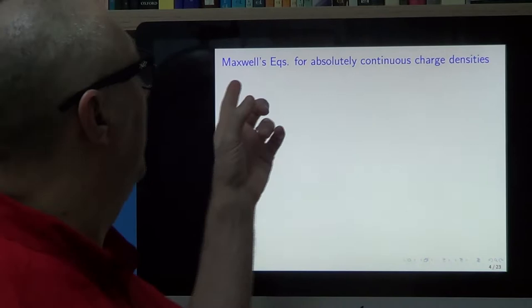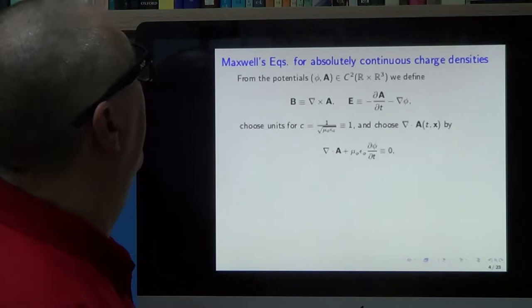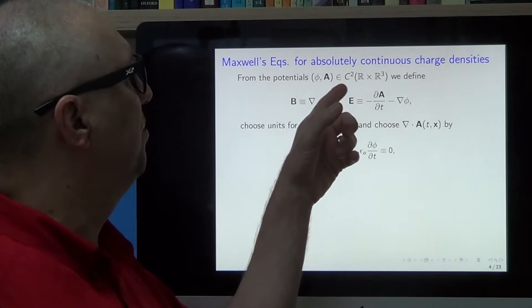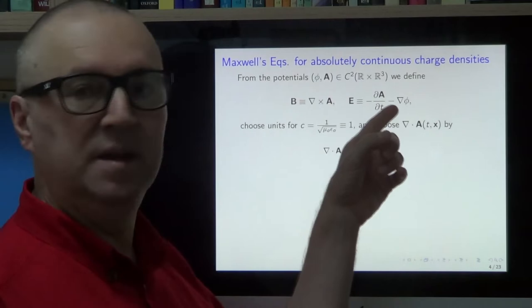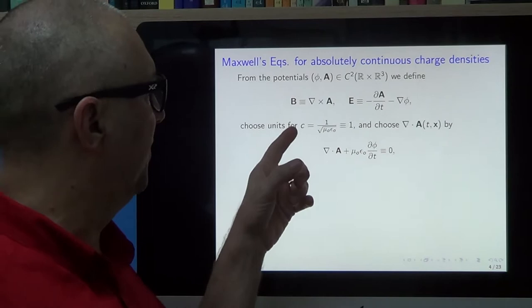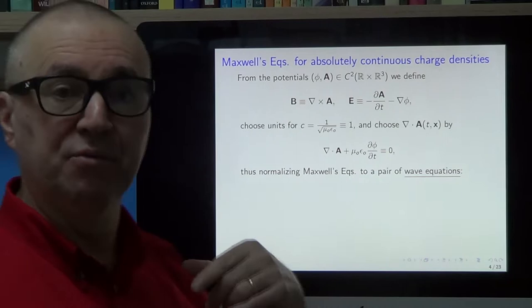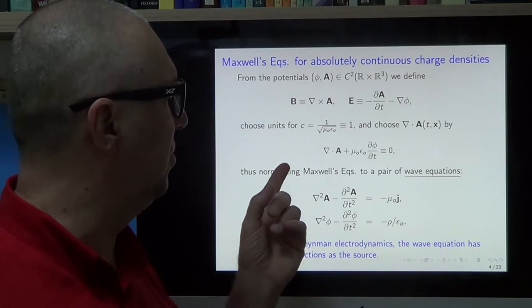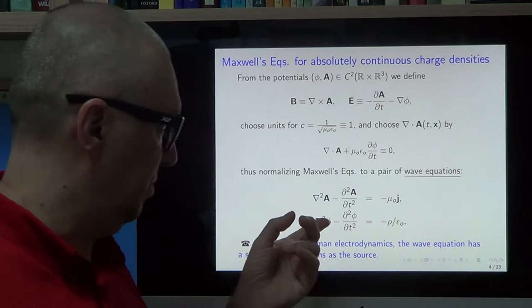Maxwell's equations for absolutely continuous charge densities. Absolutely continuous is that thing that goes inside an integral, if you're going to integrate things. From the scalar potential and vector potential, possessing two continuous derivatives in time and space, we define B as the curl of the vector potential and E as minus dA dt minus the gradient of the scalar potential. We choose units for C to be equal to 1 and choose the divergence of A by this condition, thus normalizing Maxwell's equations to a pair of wave equations: a wave equation for the vector potential with the current density as the inhomogeneous term, and a wave equation for the scalar potential with the charge density as the inhomogeneous term.